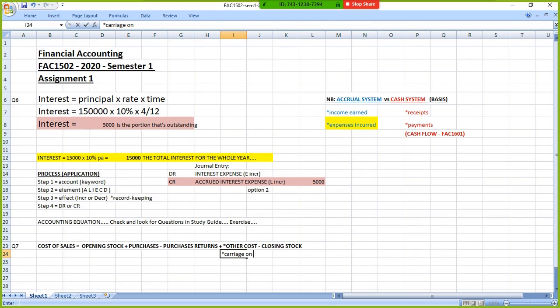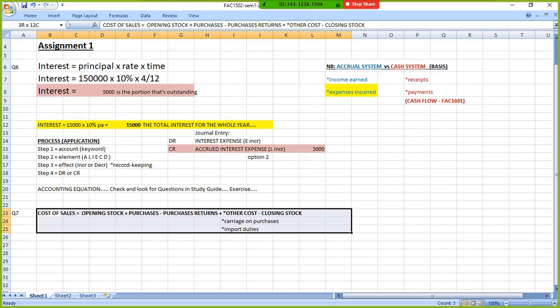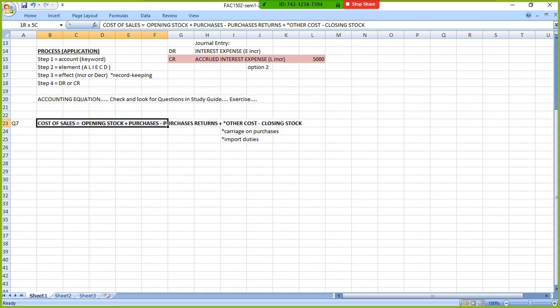Carriage on purchases. There could be import duties, but specific to the inventory. So if I'm buying goods from another country, I'm probably going to have to pay import duties on those goods. If that's the case, then I need to include that as part of the cost of sales because I can't sell goods that I haven't paid for in terms of the import duties. I have to pay for all those other costs that will then form part of the cost of inventory. So that's the formula.